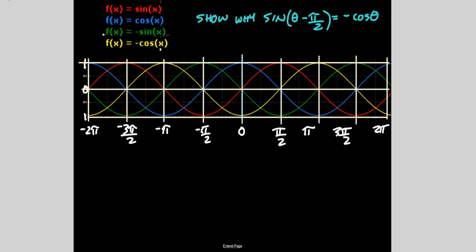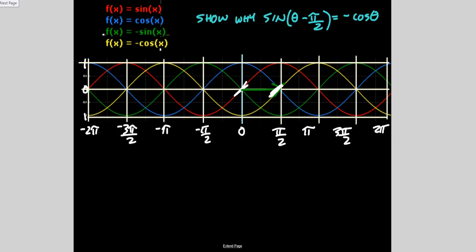Okay, so now let's look at the sine of theta minus pi over 2. Well, here's sine of 0. I'm shifting it to the right pi over 2, and that puts me right here. That's the yellow graph. Well, what is that? That's the reflection of cosine theta over the x-axis, so that's negative cosine theta. So there you go. That's why sine of theta minus pi over 2 is negative cosine theta, because that's what this yellow graph is right here.